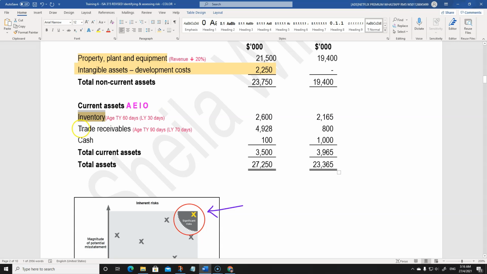Same thing with trade receivables. The age has deteriorated, therefore the recoverability of the receivables is kind of worrying. So very worried that the trade receivables will be overvalued. Again, the assertion is what? Accuracy, valuation, and allocation. But how about the cash transaction? Cash transaction, normally it would not fall under the category of significant class of account balance. Why? Because cash balance or bank balance can be reconciled to the bank statement. So that's not a problem.